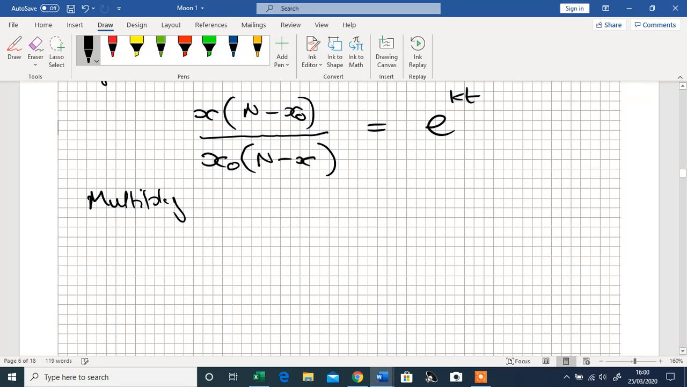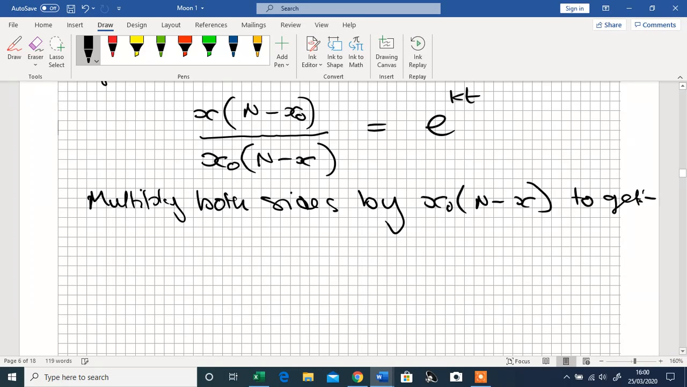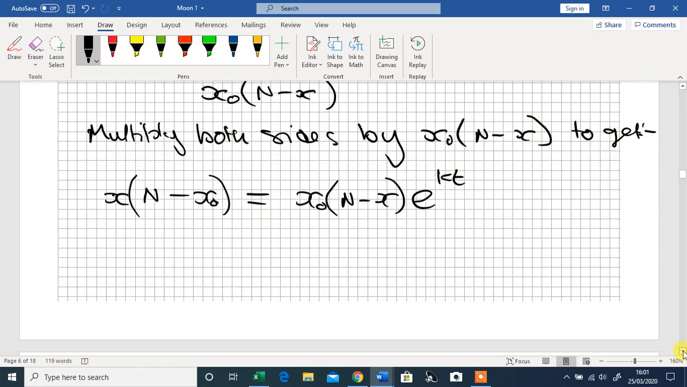multiply both sides by x naught times n minus x to get, I'm going to write it over here because I think the working starts to become a little messier, you know, and so it's x times n minus x naught equal to x naught times n minus x, e to the kt. And we've got to multiply that right hand side out.